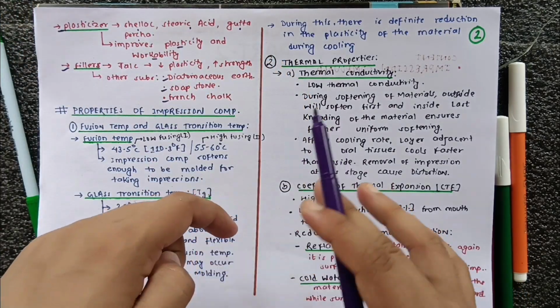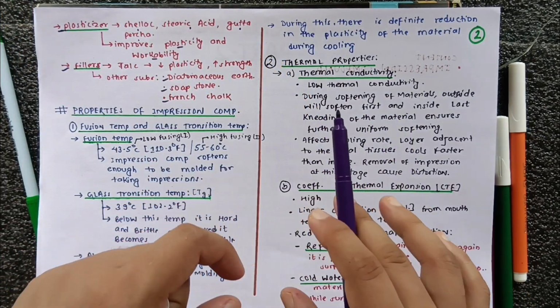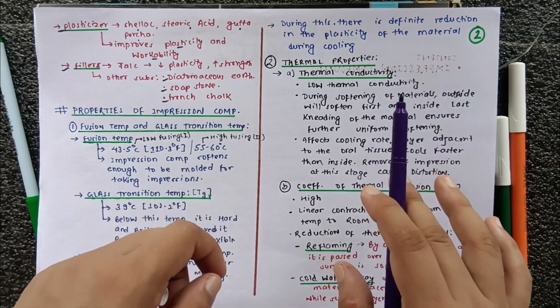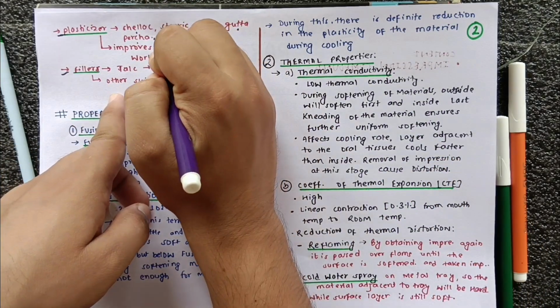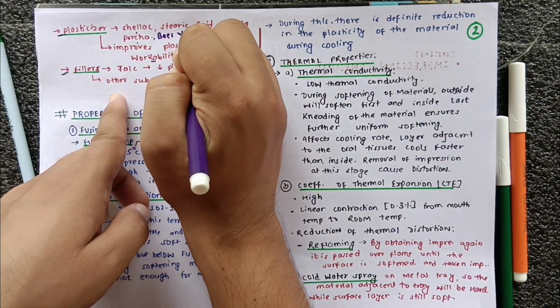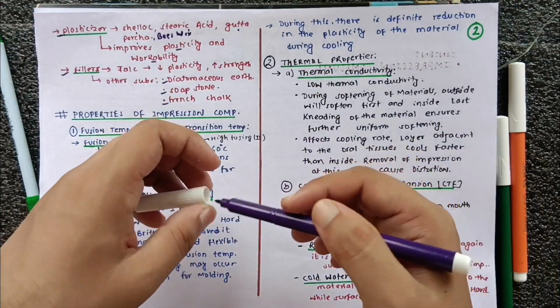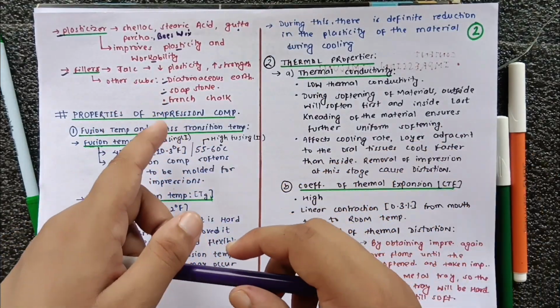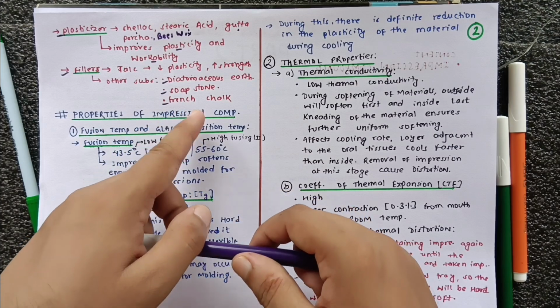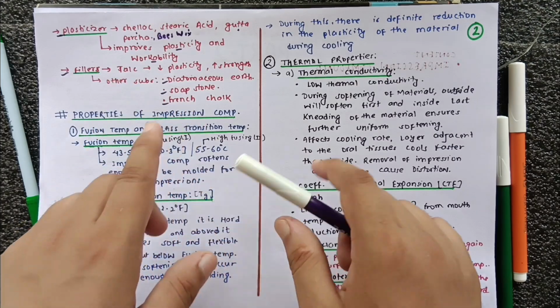Just remember, as plasticizers we can use shellac base plate, stearic acid, and gutta percha. Also we can use beeswax. Beeswax is also used sometimes, but it is not important, though you can remember it. Fillers are diatomaceous earth, soapstone, French chalk, or talc.